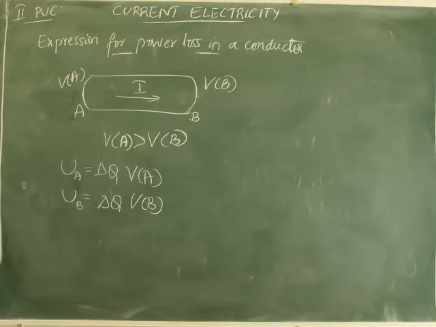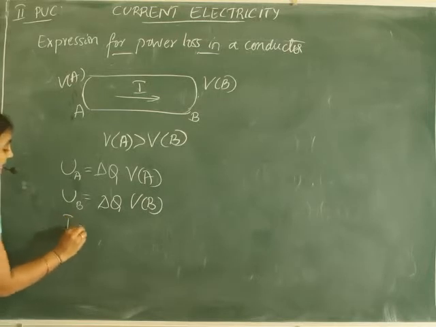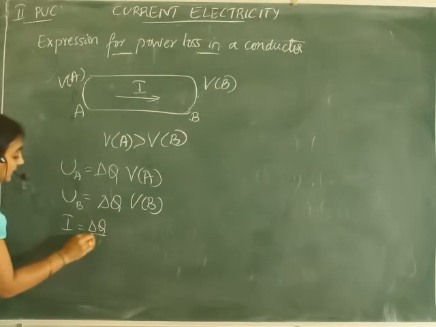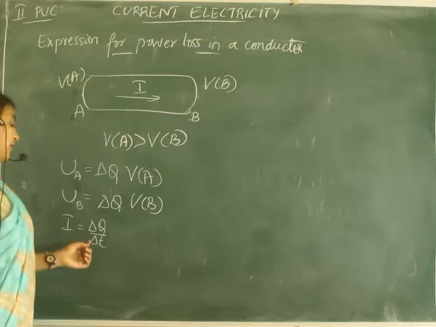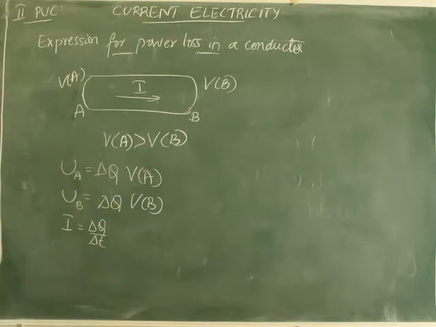Next, if we said delta Q is the charge, then can I say I is equal to delta Q by delta T, where delta T is the small time interval, correct? The time interval for the flow of charge from A to B.